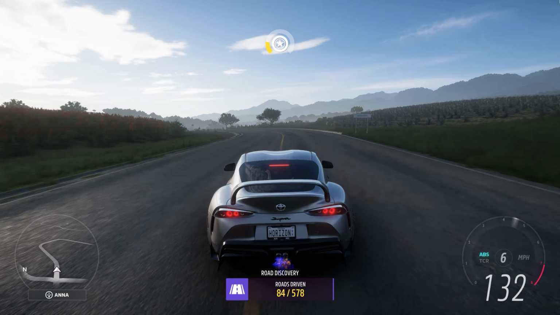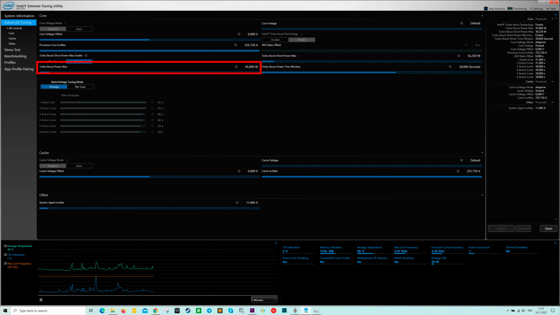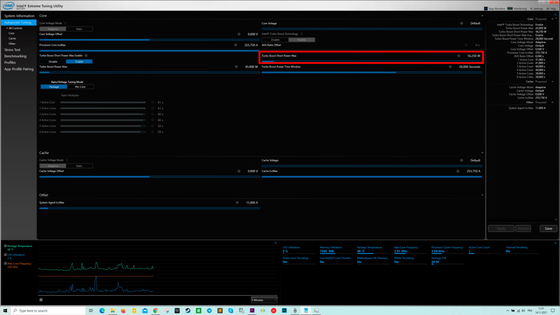In my case, I will use Intel XTU, but all actions are the same for ThrottleStop. Let's start by checking our initial settings. Default TDP is 45 watts, and the CPU can consume up to 56 for a short period of time. Current CPU utilization is about 2%, and current CPU frequency is 3.9 GHz. In these conditions, the CPU consumes about 20 watts, which is much lower than the base 45 watts TDP. Temperature is also low, that's why we don't have thermal and power throttling.